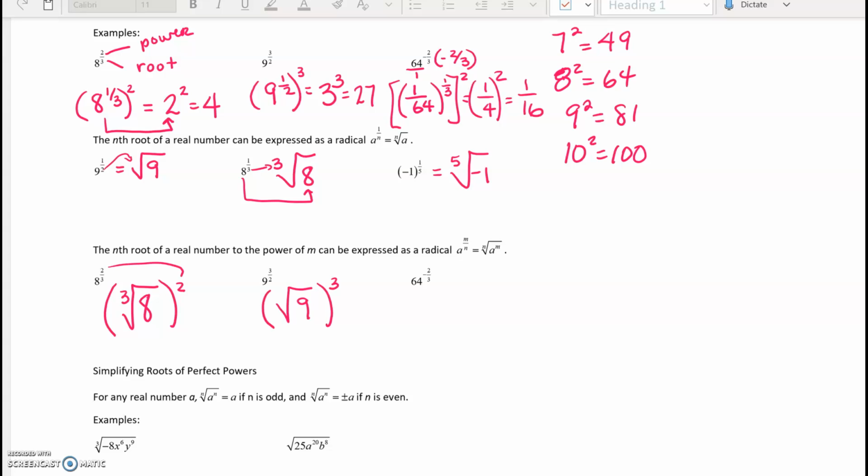And then on our last one, I'm still going to deal with the negative. So I'm going to write the 64 over 1 as 1 over 64. And we're going to take the cube root of all of that. So I'm going to make it nice and tall to get on the numerator and denominator. And then the power last. There's the 2 on the outside, the 3 on the outside.